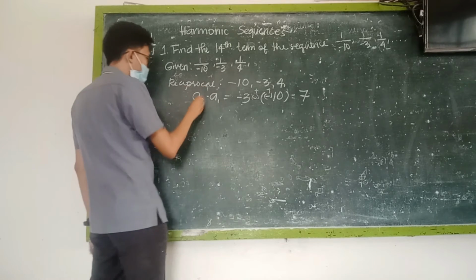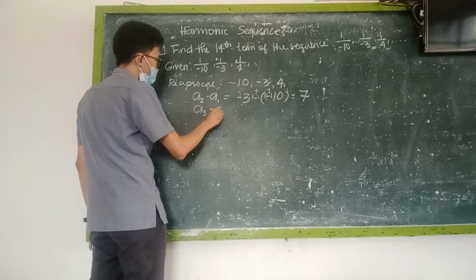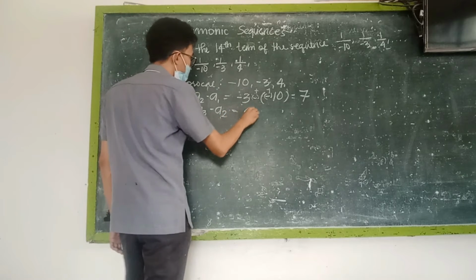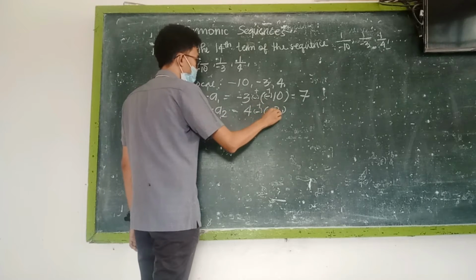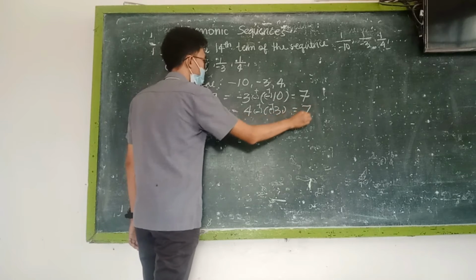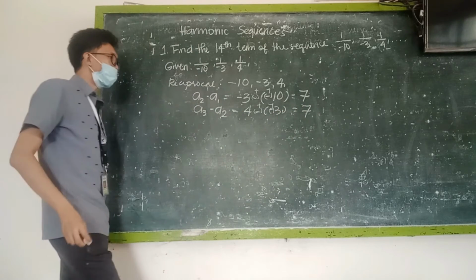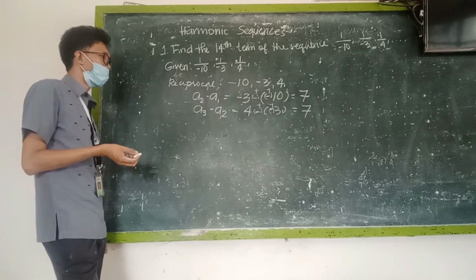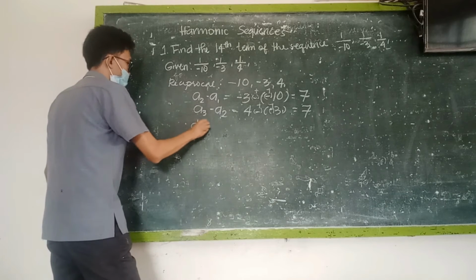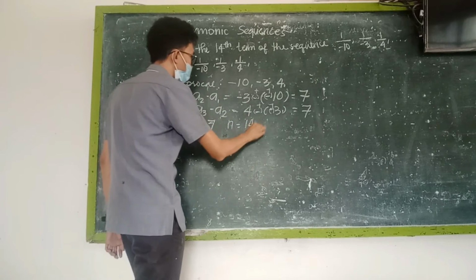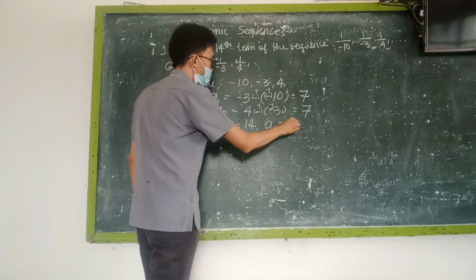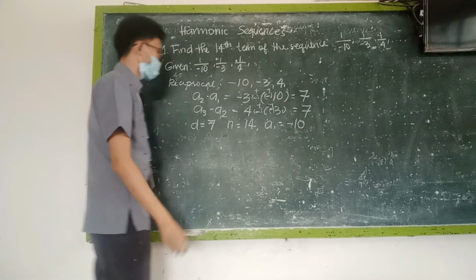So we will verify if we subtract a sub 3 minus a sub 2. So we have 4 minus negative 3. Change the sign of the subtrahend, so magiging plus ito. So 4 plus 3 magiging 7. So we already have the d, which is equal to 7. Ang n natin, ang hinahanap natin is ang 14th term. And we have also a sub 1 is equal to negative 10.